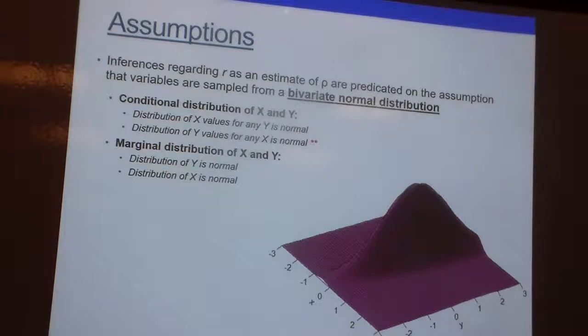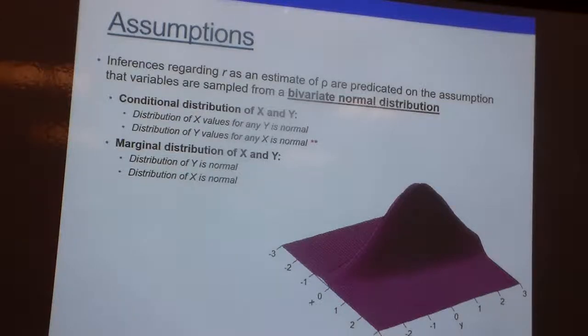Okay. You'll notice some little asterisks here, and we're going to get into this when we get into regression. The assumption of correlation is that we have a bivariate normal distribution. The distribution of x values for any y is normal. The distribution of y values for any x is normal. But this is only for correlation. As soon as we jump into a regression, we're not assuming that the distribution of y values for any x is normal. That's not an assumption of regression models, but it is for our correlations.